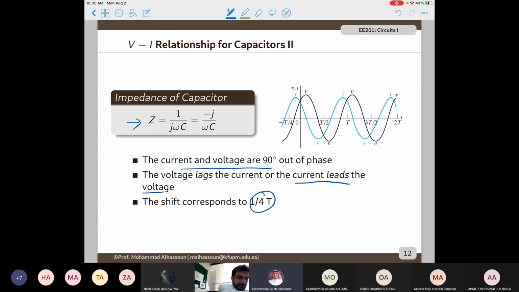Ahmed? Yes. Should it be to the power minus 1? Yes, it moved up, so it became to the power minus 1. Thank you. Any other question?